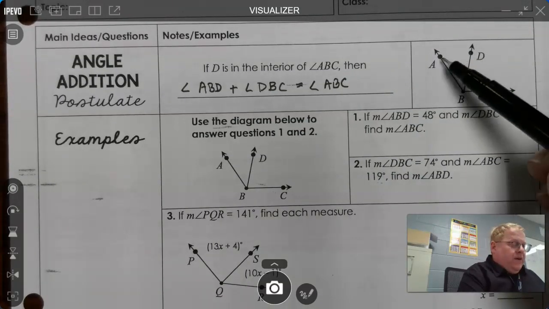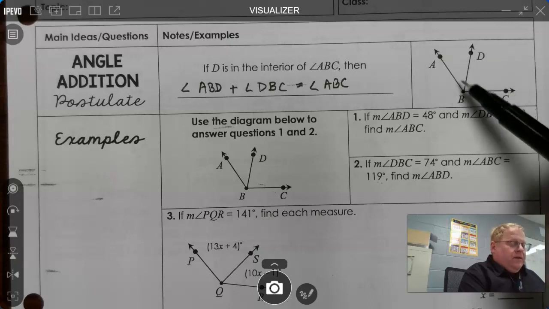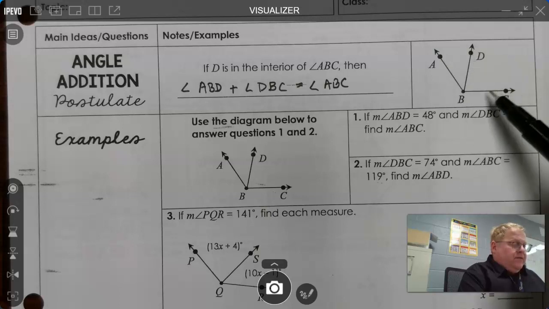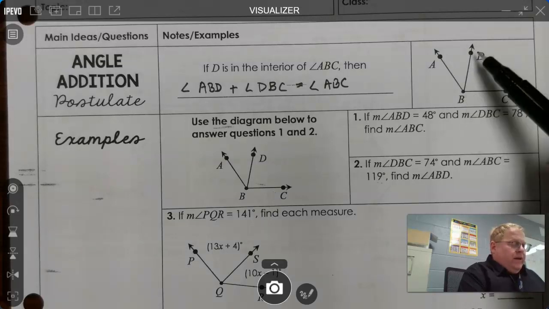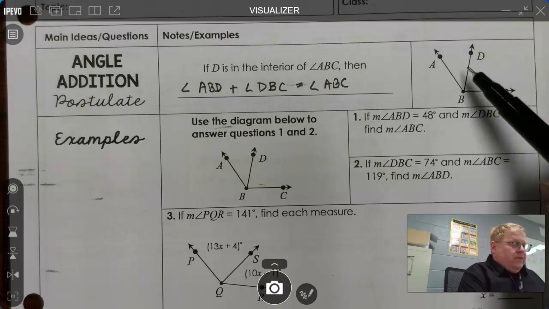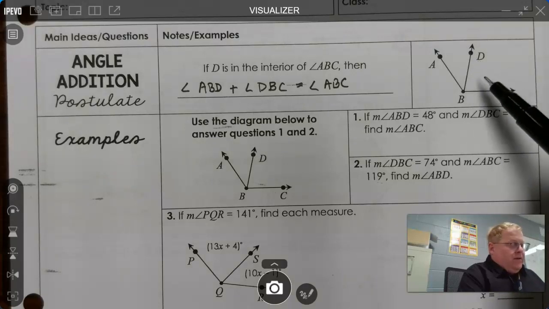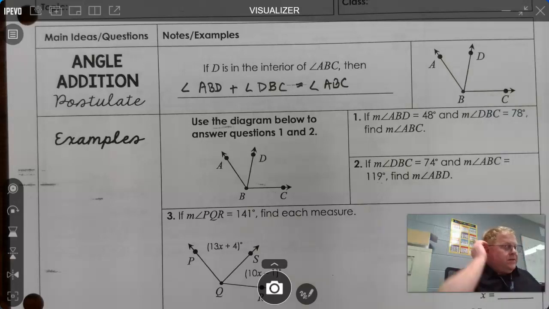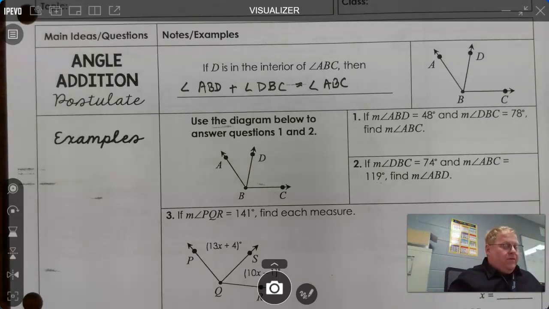Here we have two angles: angle ABD, which is this first angle right here, and then the second angle, DBC, that's forming over here. If you add those two angles up, which again we're talking about degrees, then that equals ABC, the angle on the very outside here. Alright, so we're going to do that first with some numbers, and then we're going to throw in some algebra.